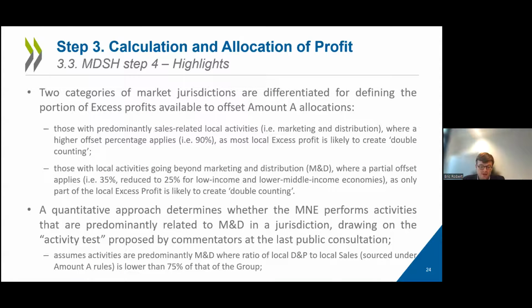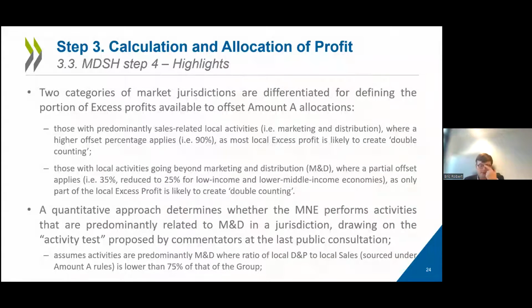higher offset percentage. So clearly here, when you look at the activity test that is used here to differentiate those two categories of jurisdiction, no qualitative assessment of the activities or functions performed. It's a quantitative metric that is used. So I think this covers all the different aspects of the MDSH.